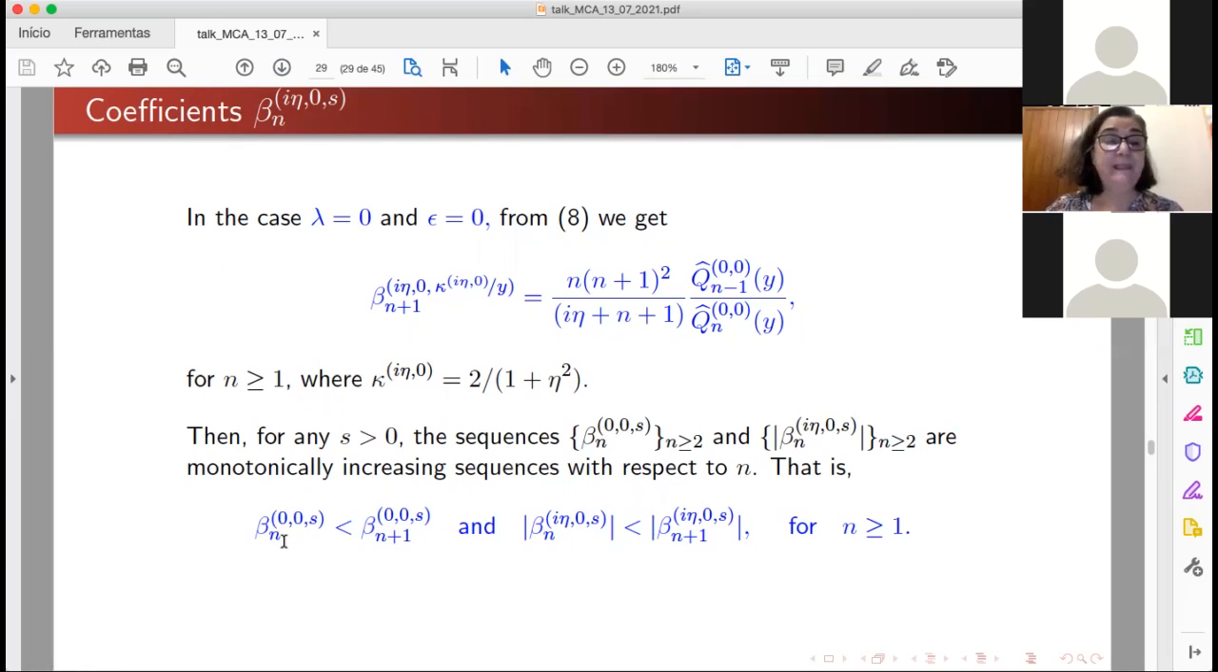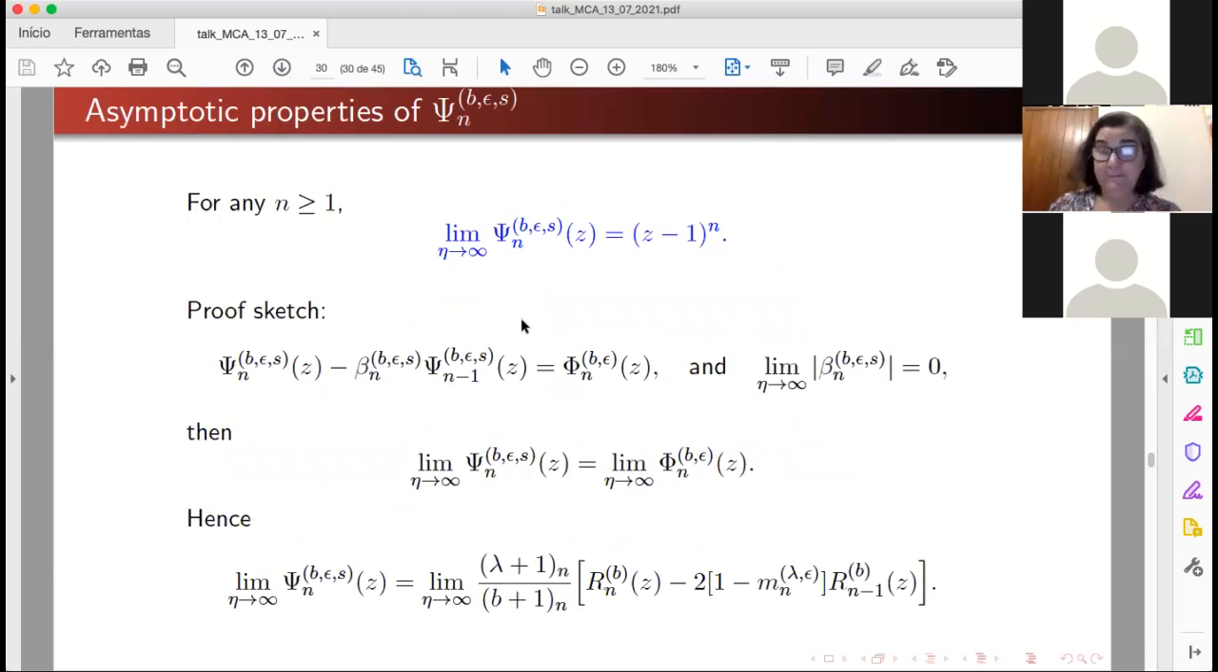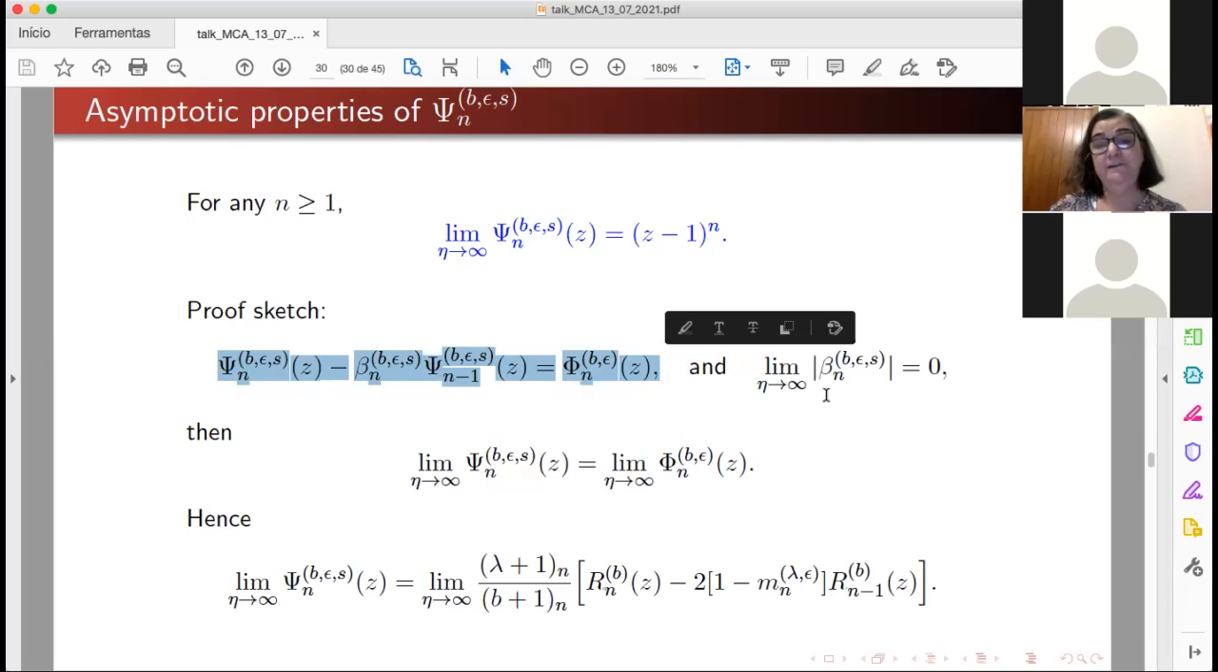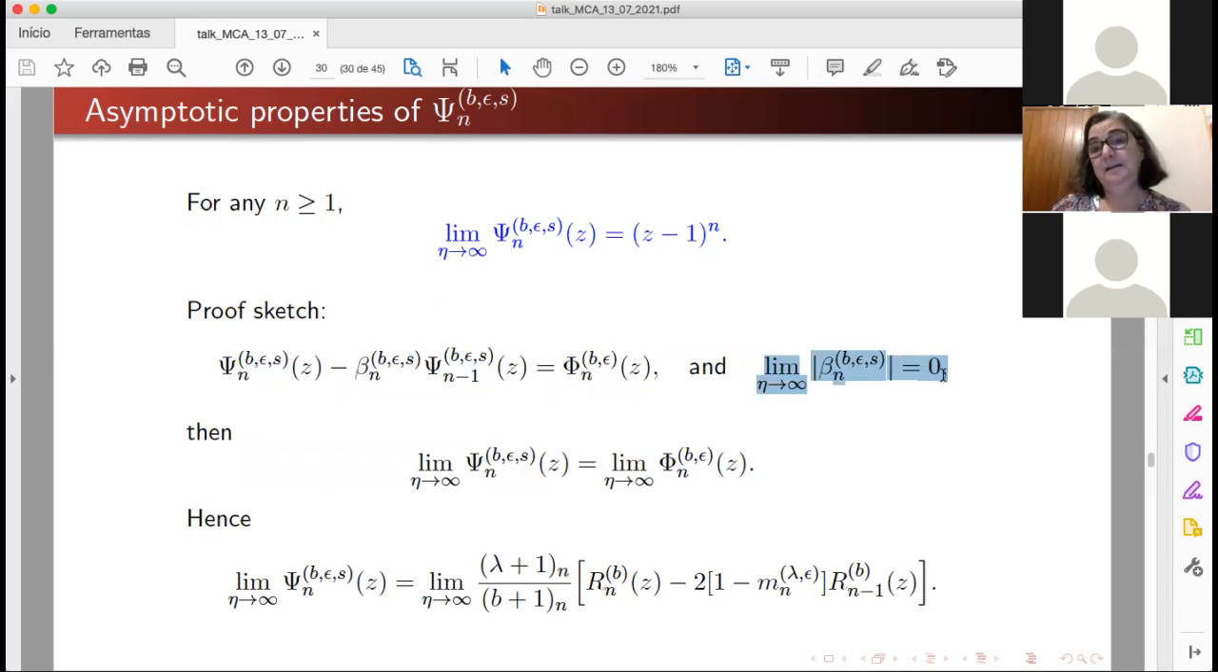The coefficients here are a monotonically increasing sequence. Okay, with these properties, it was not so difficult to prove that when eta goes to infinity, the Sobolev polynomials go to this polynomial, (z minus 1)^n. The proof is quite easy. We use this property and the information that the limit goes to 0.